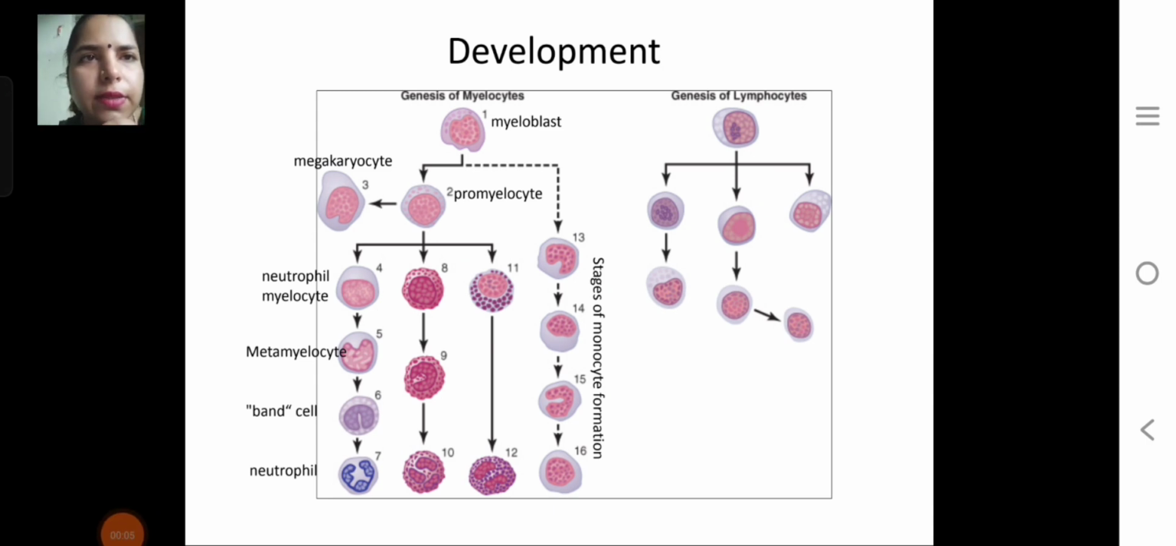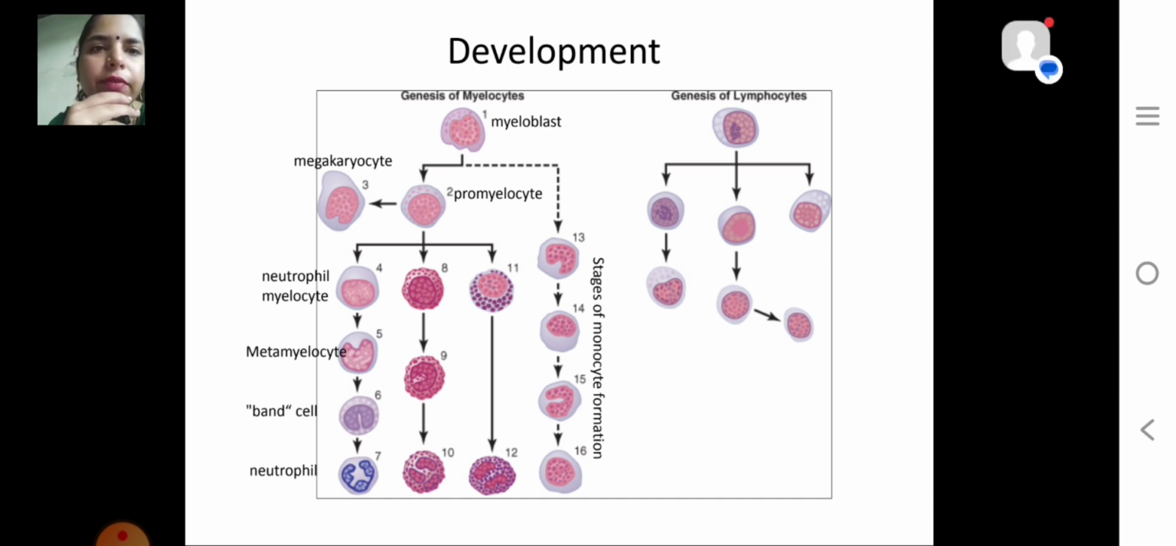In today's class, I discuss the development of WBC. There are the following steps. The first step is the myeloblast is converted into the promyelocytes, and then it is converted into the megakaryocytes. And the fourth stage is the neutrophil myelocytes, the fifth is the metamyelocytes, and the sixth is band cells. Neutrophils is the 7, and next 9 positions and 10 is converted into. There are the stages of the monocytes and the different structures.